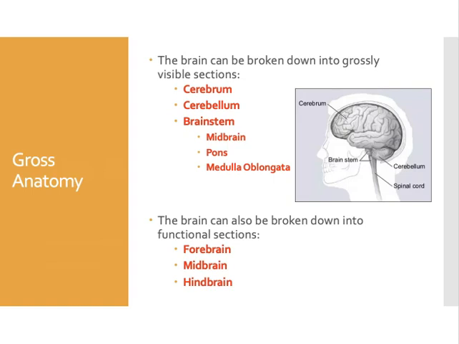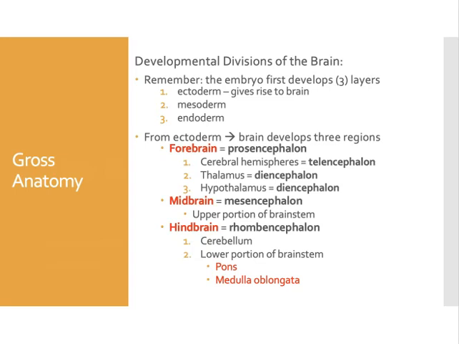But it turns out that there's another way that we can think of the brain structurally that actually relates more accurately to its function. These functional sections, if you will, include the forebrain, the midbrain, and the hindbrain. Now, this way of looking at the brain's structure comes from the way that the brain develops in the fetus. Now, we don't need to be embryologists to understand this concept.